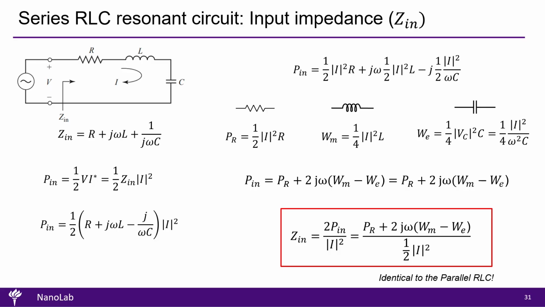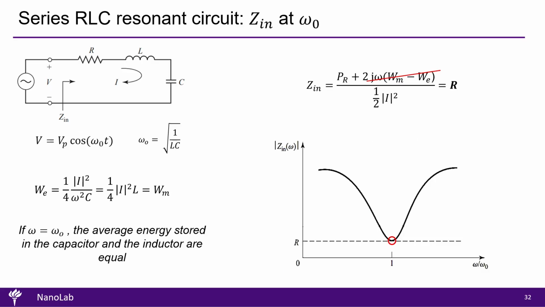If we repeat the test of applying a voltage with a frequency equal to the square root of 1 over LC to this circuit, then we can notice that the expression for We, the average energy stored in the capacitor, becomes equal to Wm, the average energy stored in the inductor. Therefore, under this condition, the average energy stored in the capacitor and the inductor are equal, which leads to a purely real input impedance equal to the resistance R.